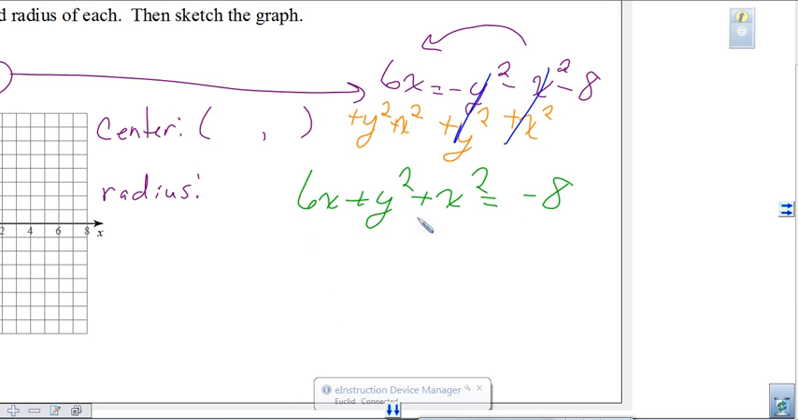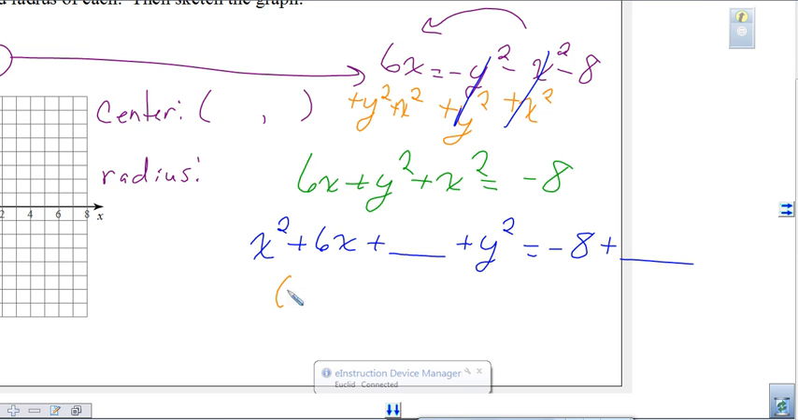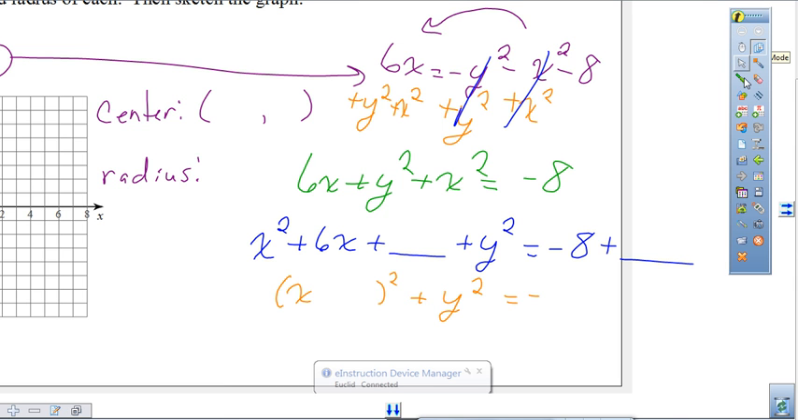Now I need to write that in standard form. So my x squared always comes first. I have a 6x, which means I get a blank. My y squared does not have another piece to it, so I don't need to deal with it, and I can just say equals negative 8 plus blank. Okay? Now we can get it into standard form. So I'm going to have x with something squared plus y squared hangs out by itself equals a number. Not going to be negative.